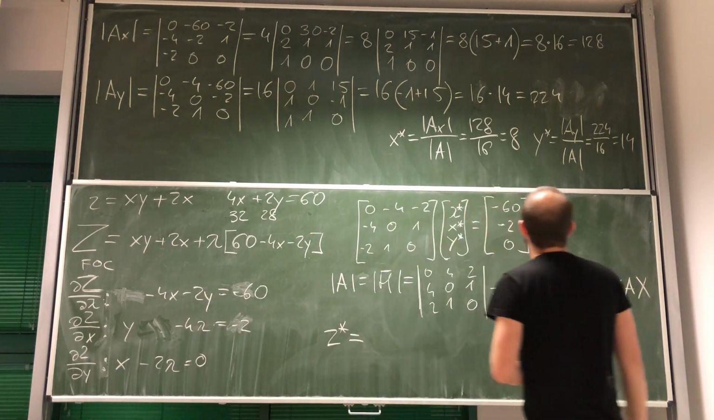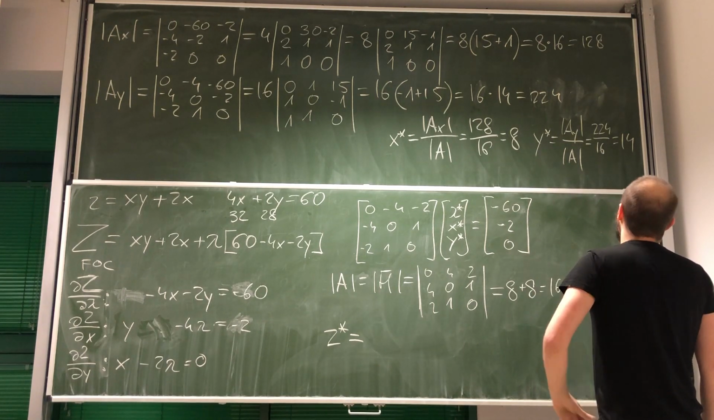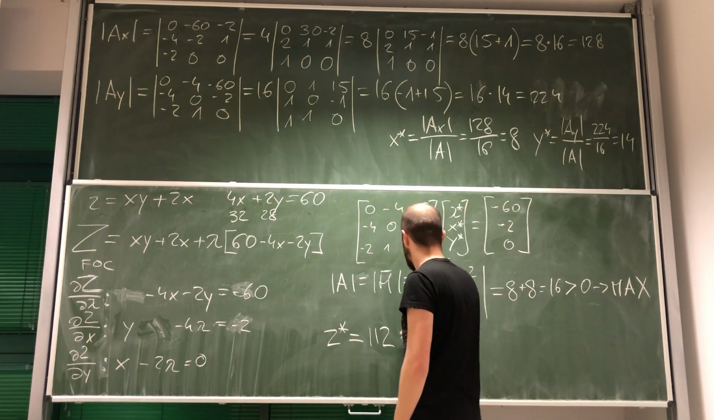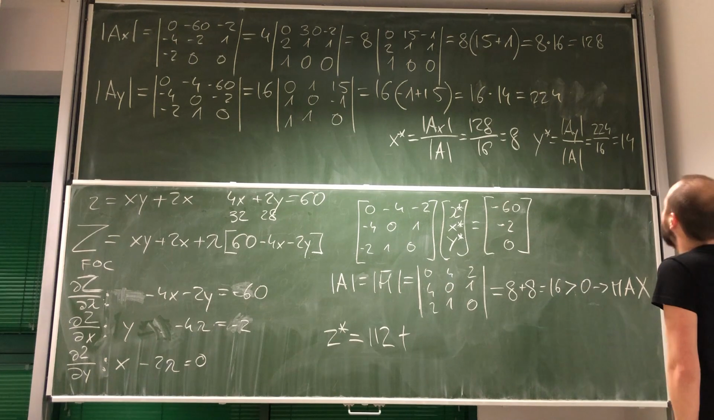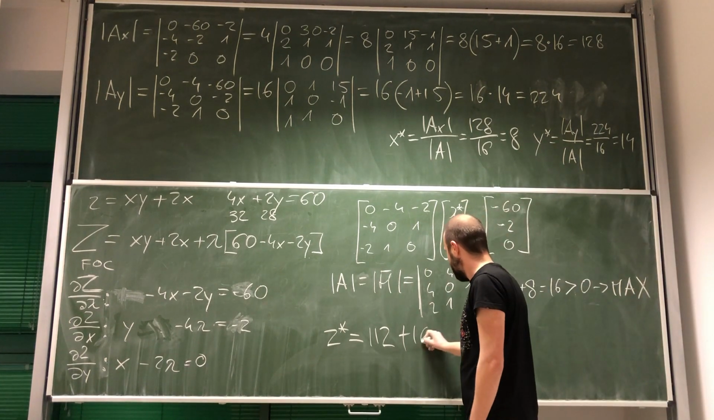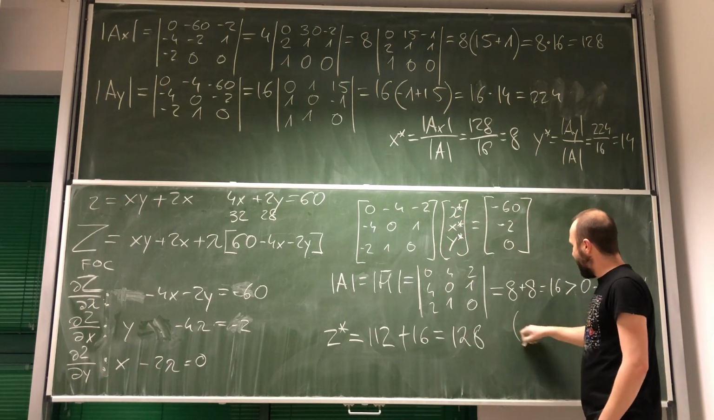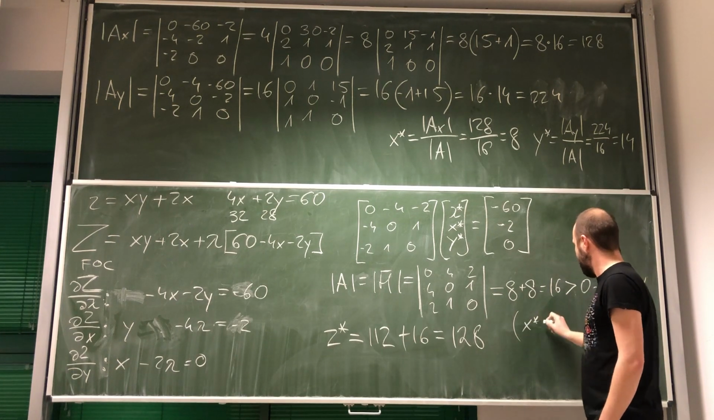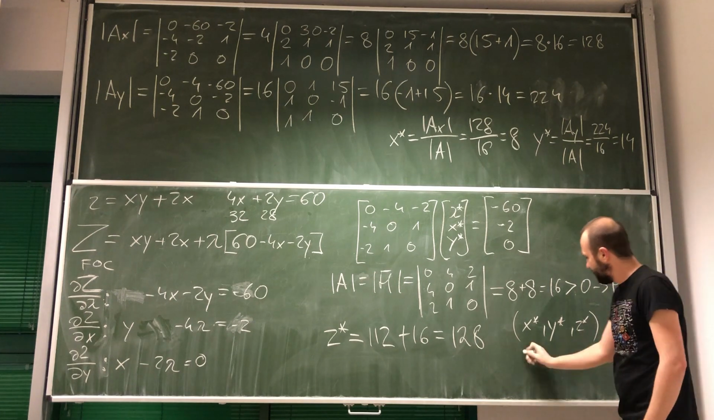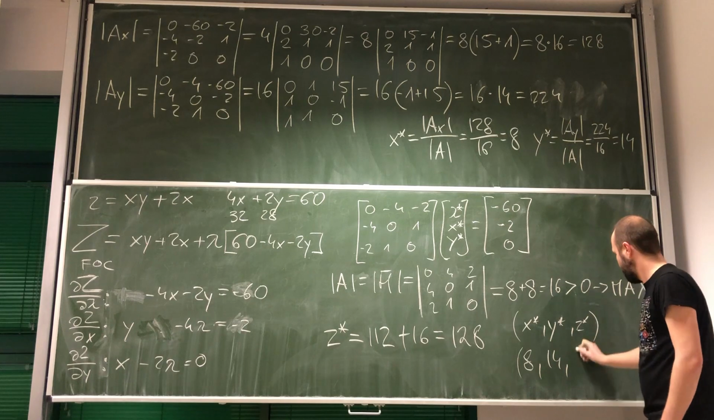So this is 8 times 14. This is a plus 32, this is 112, plus 2 times 2 times 8 plus 16, well, this is 128. So again, our solution x, y, z is a triplet, 8, 14, 128.